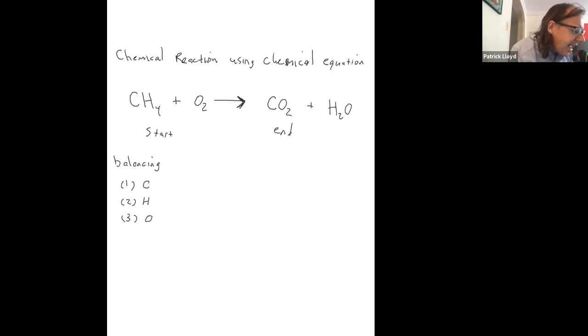Here's how I'll do it. I'm going to count the number of carbons on both sides. On the left side, we've got 1, and on the right side, we have 1. So carbon's already balanced. That's pretty cool. Then we go on to hydrogen, and over here, we've got 4 hydrogens. Here we've only got 2, so we have fewer hydrogens on the product side in the water. So here's what we do.